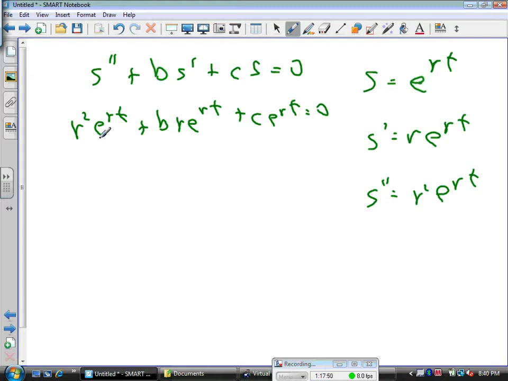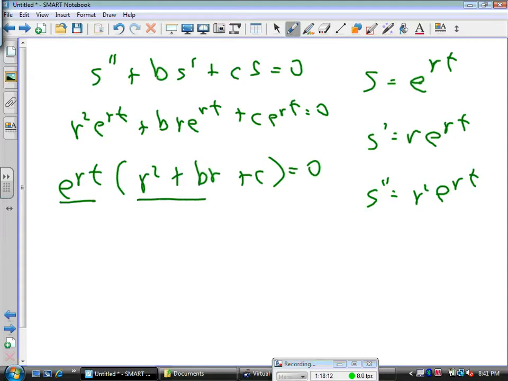Okay. Notice there's a common factor of e to the RT, right? Factor it out. You get R squared plus BR plus C equals 0. All right, so this is true. If this is true, when is this function 0? When either factor is 0.